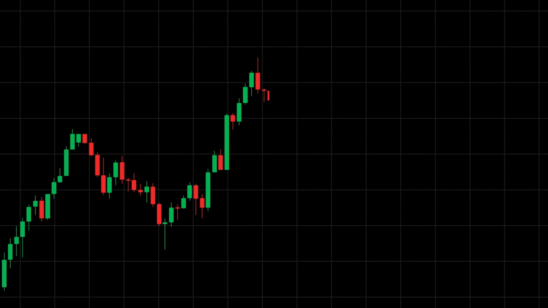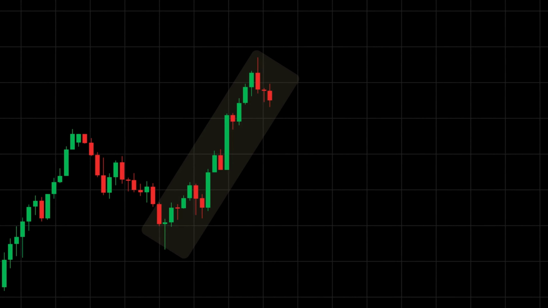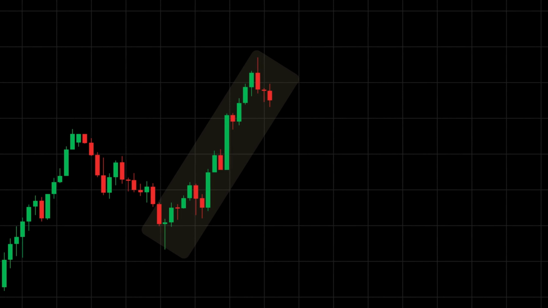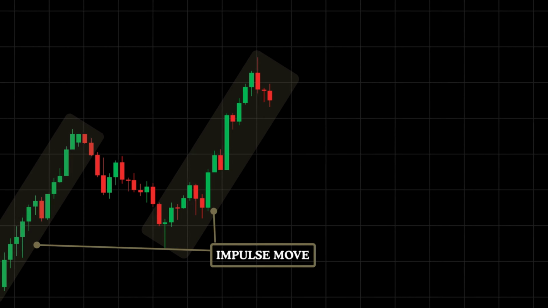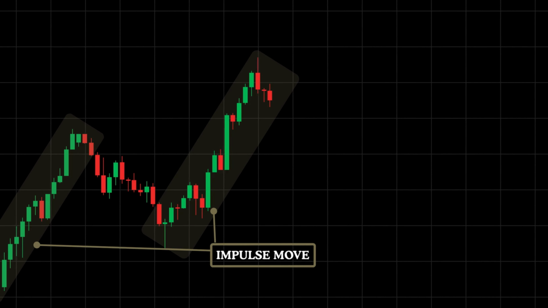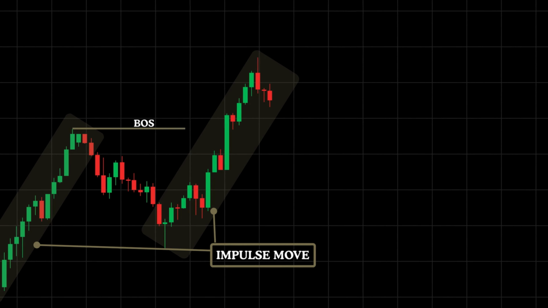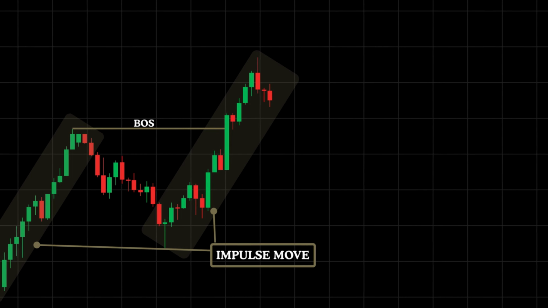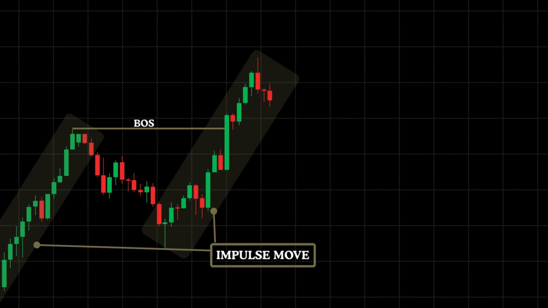Now, let's move to another important concept. Look at this strong move right here. Price is climbing rapidly with large green candles, almost no wicks, and each candle closes higher than the previous one. This type of move is called an impulse. It shows that buyers are fully in control, and most importantly, price breaks above the previous high. That break signals that the trend is now heading upward.